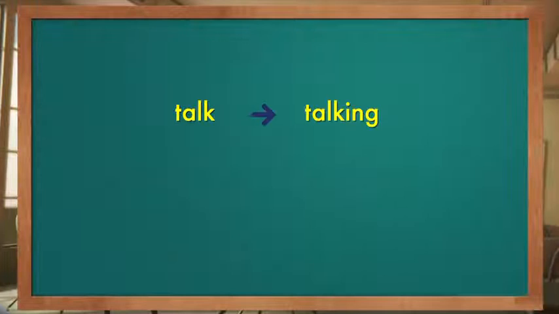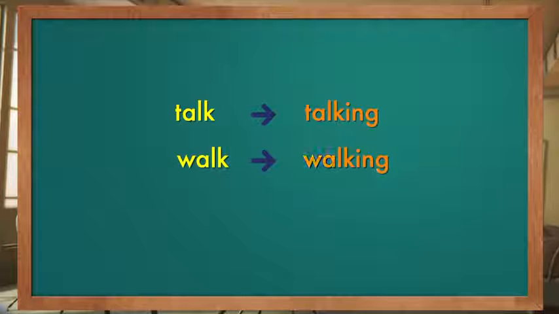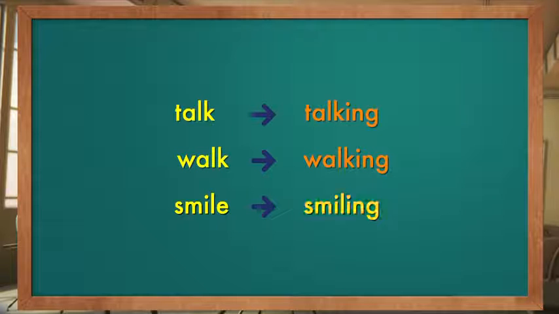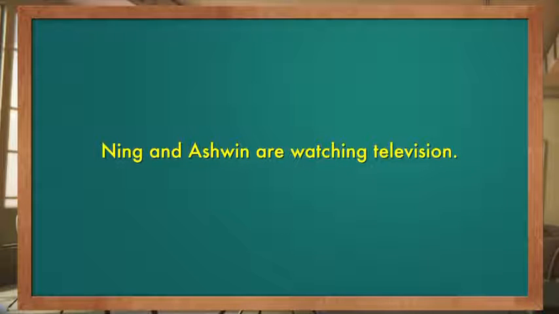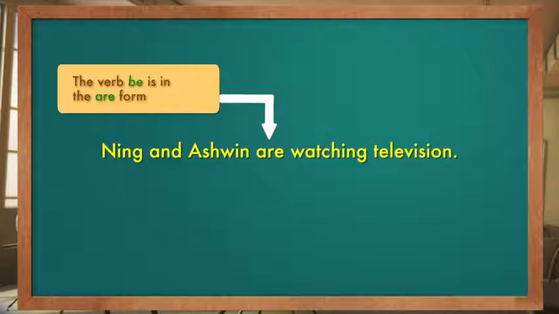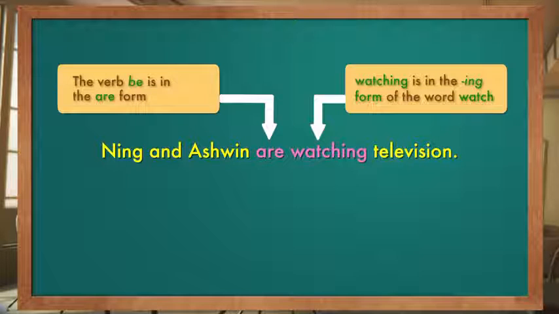For instance, talk will become talking, walk will become walking, while smile will become smiling. To have a clearer understanding about this rule, let's look at this example. Ning and Ashwin are watching television. In this sentence, the verb be is in the are form, while the word watching is the present participle for the verb watch. This tells us that the action is taking place at the very moment of speaking.